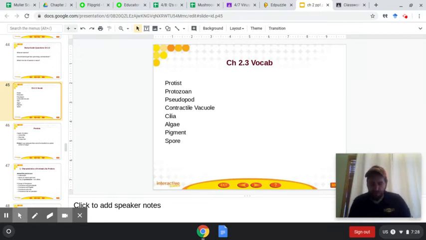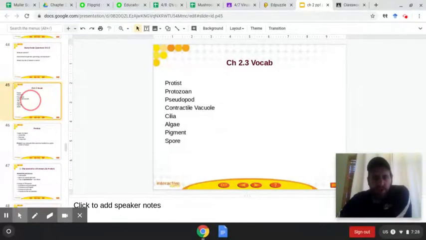Okay. Let's move on to the PowerPoint, and then we'll be done for today. So again, vocab for just the animal-like ones. We've talked about just a few of these. The other ones we'll get to with plant-like. Okay, so algae and pigment are plant-like, and spore is going to be fungus-like. But we talked about protist, protozoan, pseudopod, contractile vacuole, and cilia today.